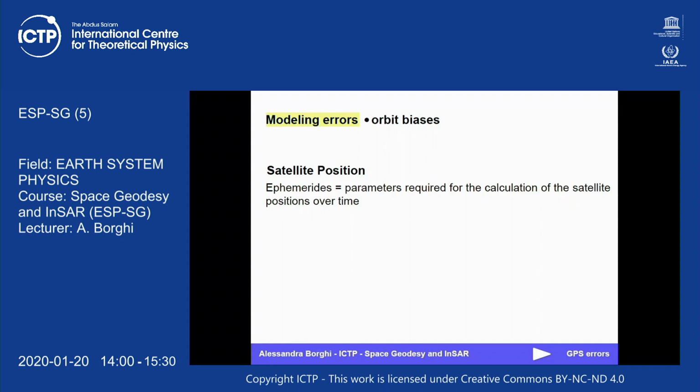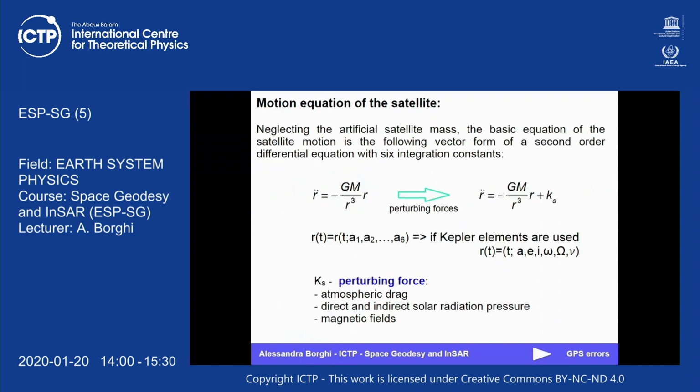So in the equation of the range, we have the coordinates of the satellite, and these coordinates are supposed known. And we know that in the message of the satellite, we receive this position. We receive the ephemeris, the parameters that we need to compute the satellite position over time. We don't obtain exactly the coordinates of the satellite, but the parameters that can be used to compute the orbit of the satellite.